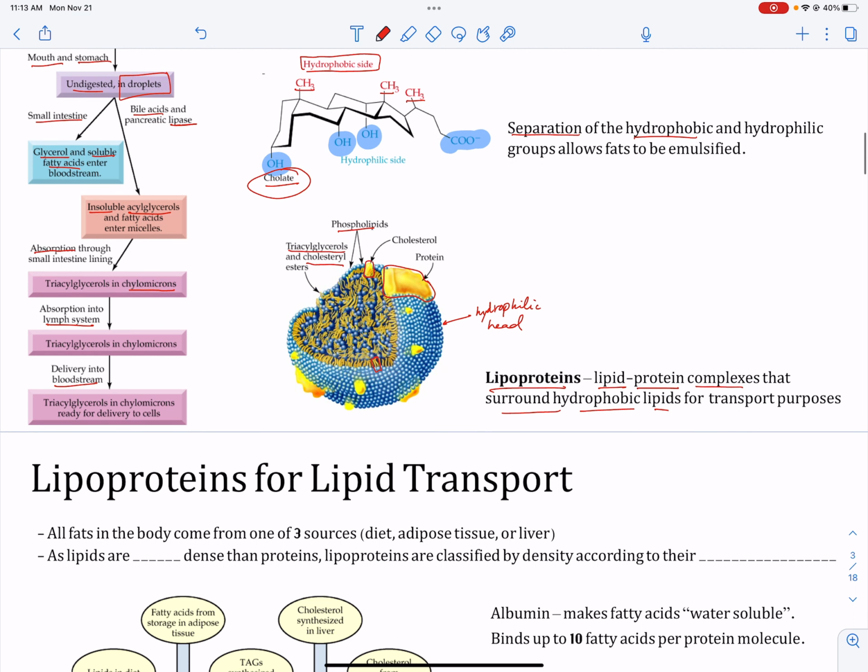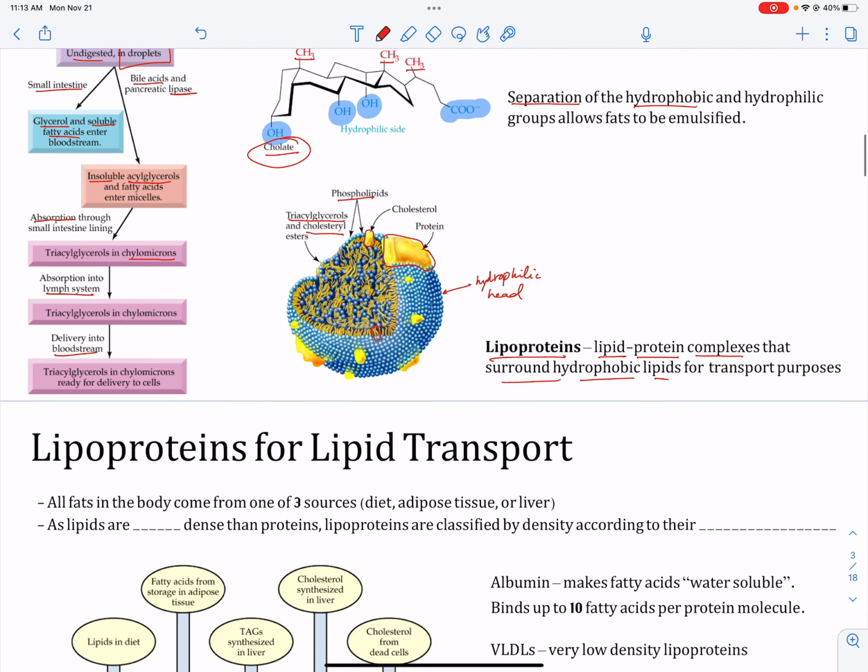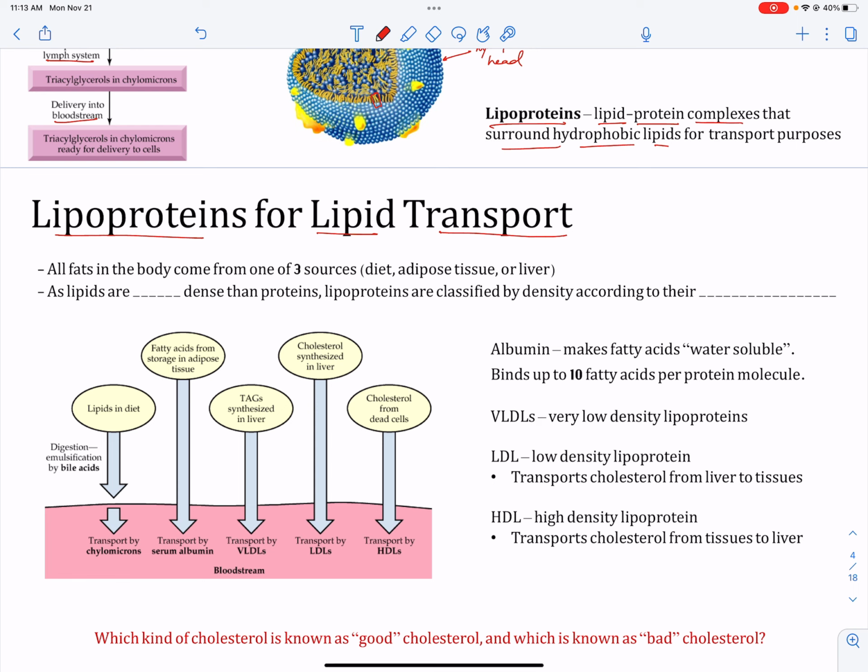To understand lipoproteins a little bit more, because there's more than one type of lipoprotein, chylomicrons are just one type of lipoprotein. You have this picture down here. So let me read these statements first. Again, lipoproteins are used for lipid transport in the body because lipids are not directly soluble like carbs, sugars, or proteins in the blood and in the cells.